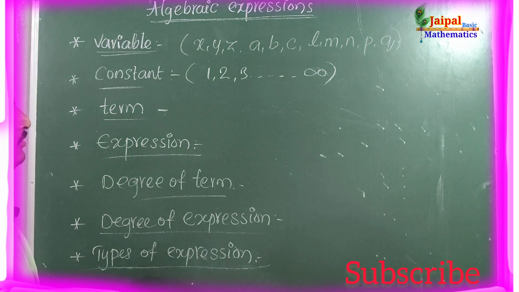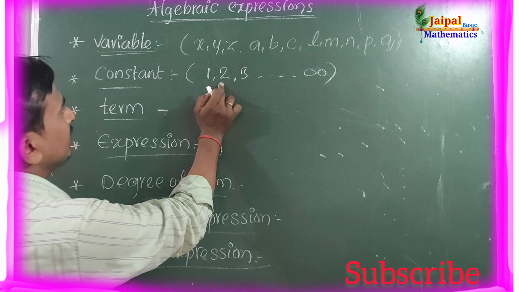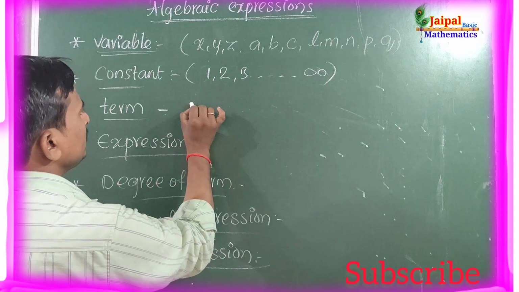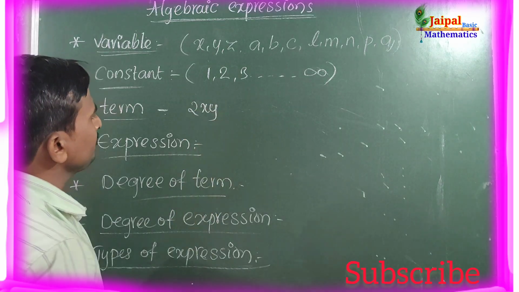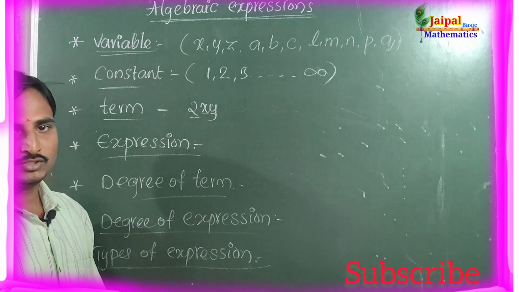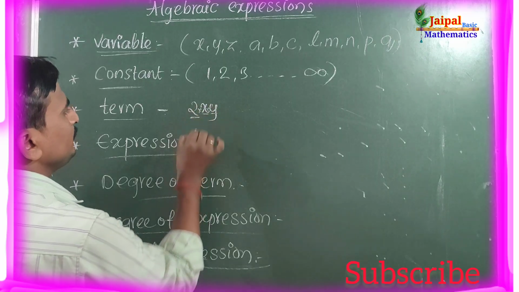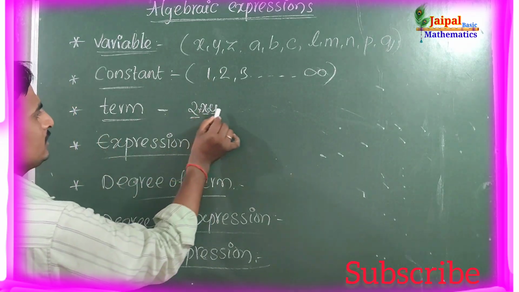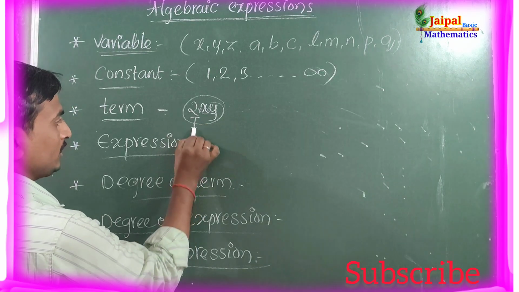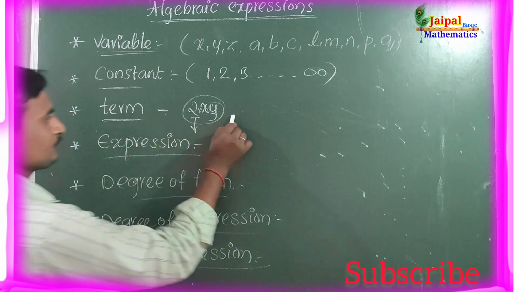Now, what is a term? A term is the product of one constant and one or more variables. For example, 2 into xy. Here 2 is a constant, x is a variable, y is a variable. We can use one variable or more than one variable, and between them there should be a product. The product of one constant and one or more variables is called a term.